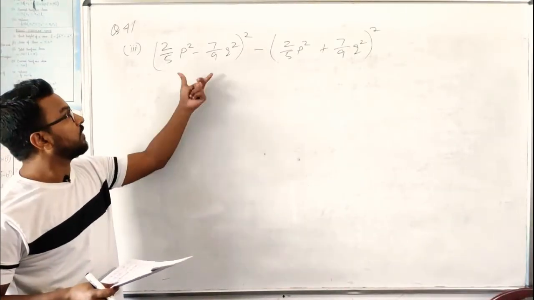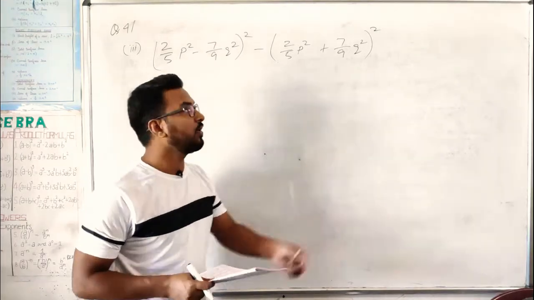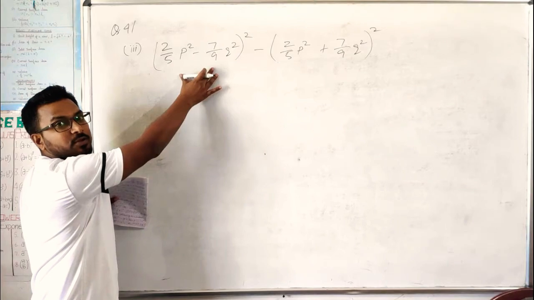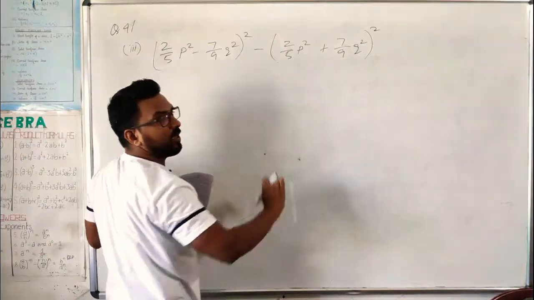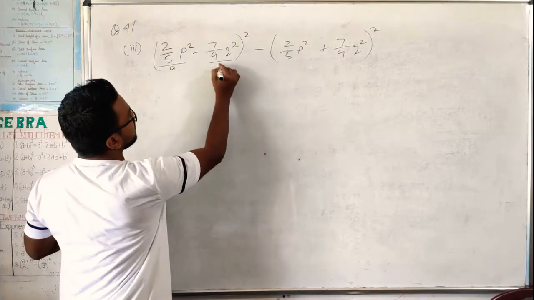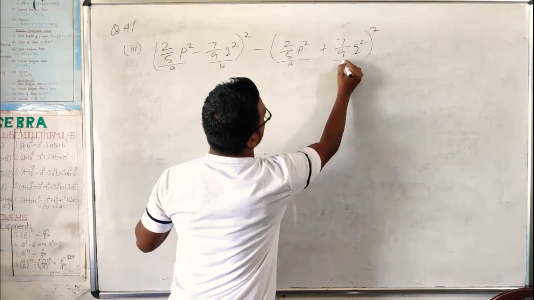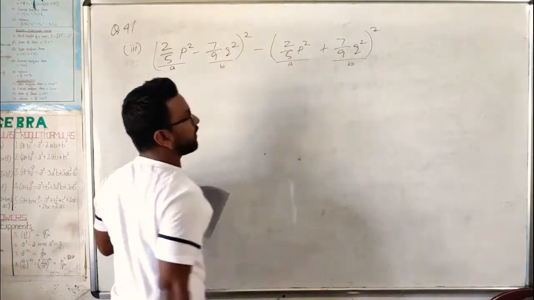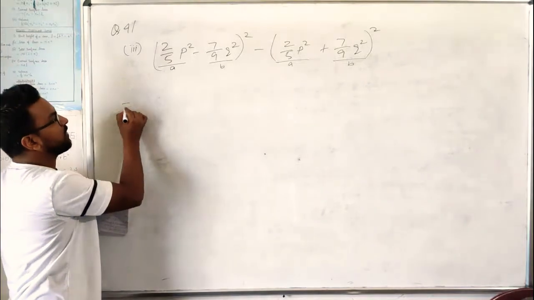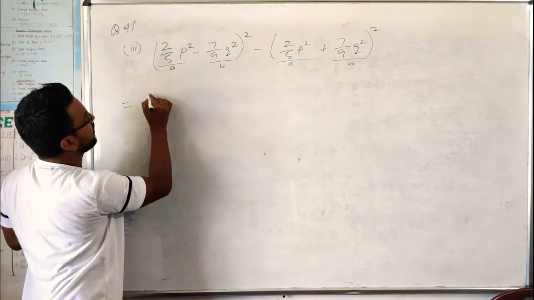So our next question is given the square of this minus square of this. Okay, so what we'll do, we'll apply the formula. This will follow a minus b whole square formula, and this will follow a plus b whole square formula. So here a is this one and this is b. Here a is 2 by 5 p square and b is 7 by 9 q square. Okay, so first we will follow a minus b whole square formula. What is a minus b whole square formula? A square minus twice ab. So first we'll write a square.